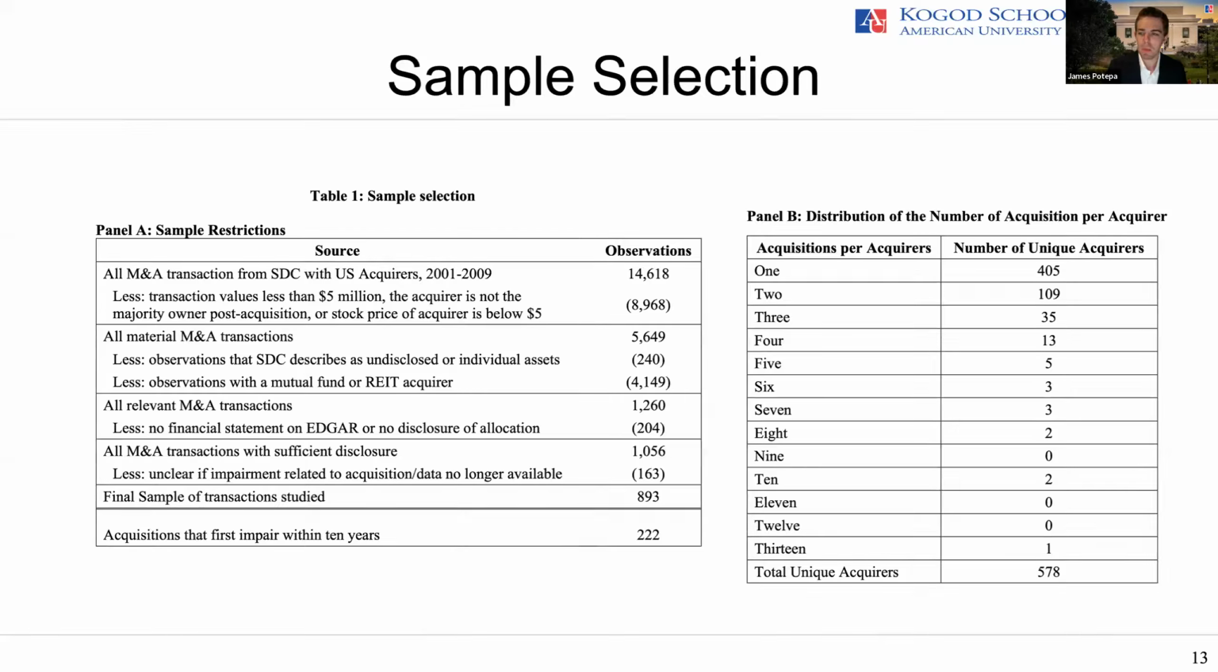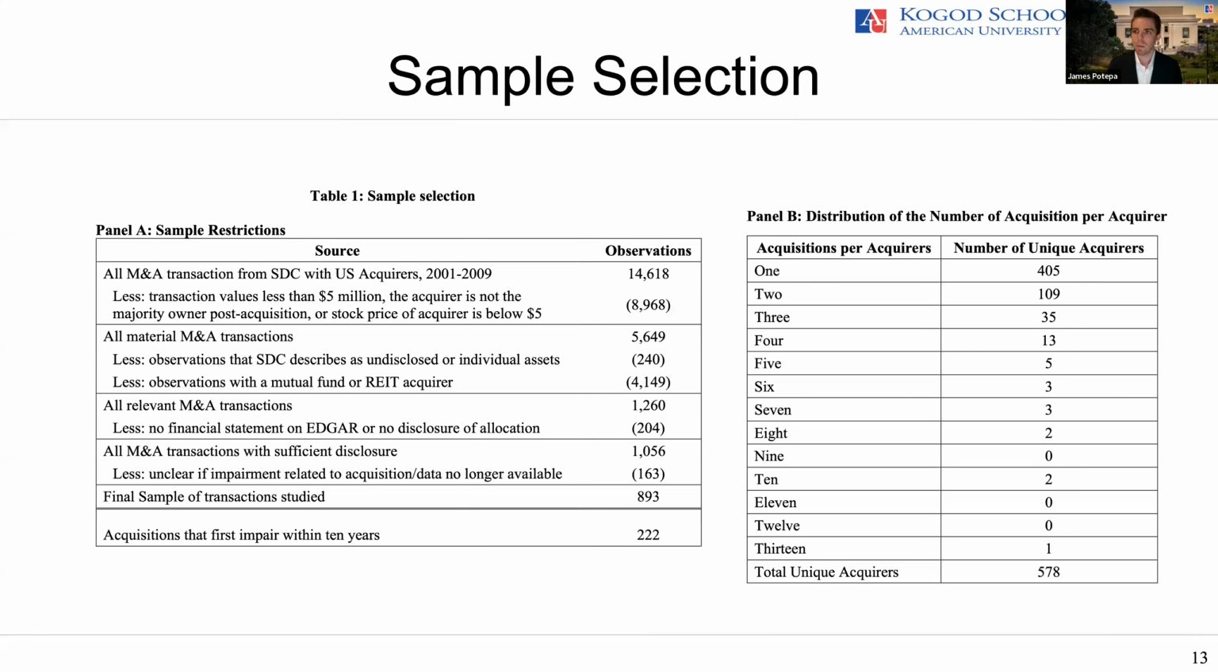I'm going to jump ahead a little bit because I do have a slide on this. Admittedly, we start with a much larger group to begin with. So if you look at SDC, we're taking all US acquirers between July 1st, 2001 and the end of 2009. So that would end up with about 14,500 transactions or so. We're then going to subtract out transactions that have a value of less than 5 million. We're worried about materiality here, both in terms of having the asset allocation numbers that we need for our model, as well as materiality of impairments going forward.